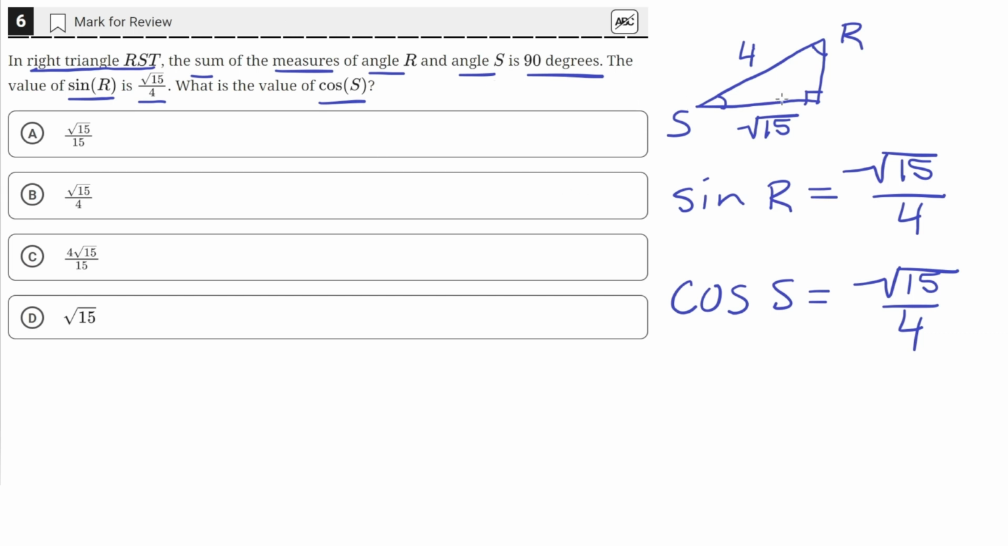So you'll see that for complementary angles, meaning angles that add up to 90 degrees, the sine of one angle is equal to the cosine of the other angle. So the answer for what is the value of cosine of S is just square root 15 over 4, which is answer choice B.